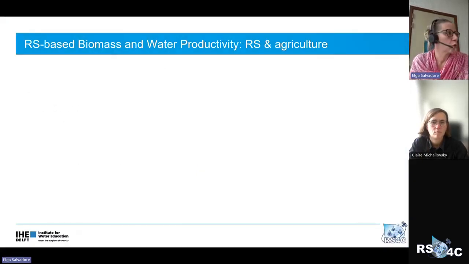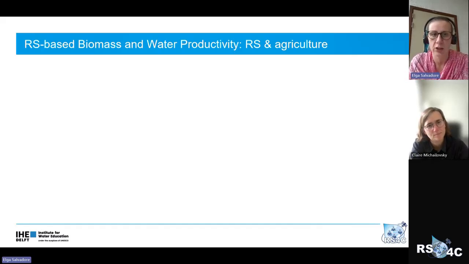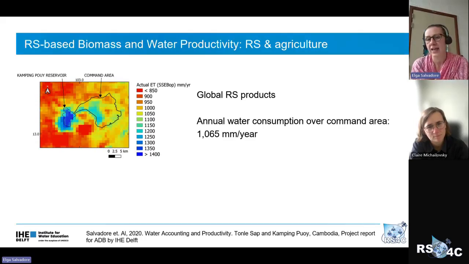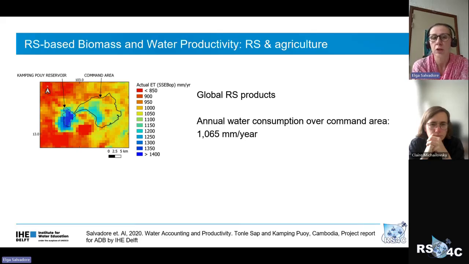Finally, to conclude, the last application I have in mind is something I have worked with: the use of remote sensing in agriculture. I'm not an agricultural expert, but I was trying to interpret some of these global products for agricultural purposes. This, for instance, is the case in Cambodia. I was looking at a reservoir, and this reservoir serves a particular command area. In this map, you can see the evapotranspiration. So you can already see that there is quite a large variation of water consumption within a command area.